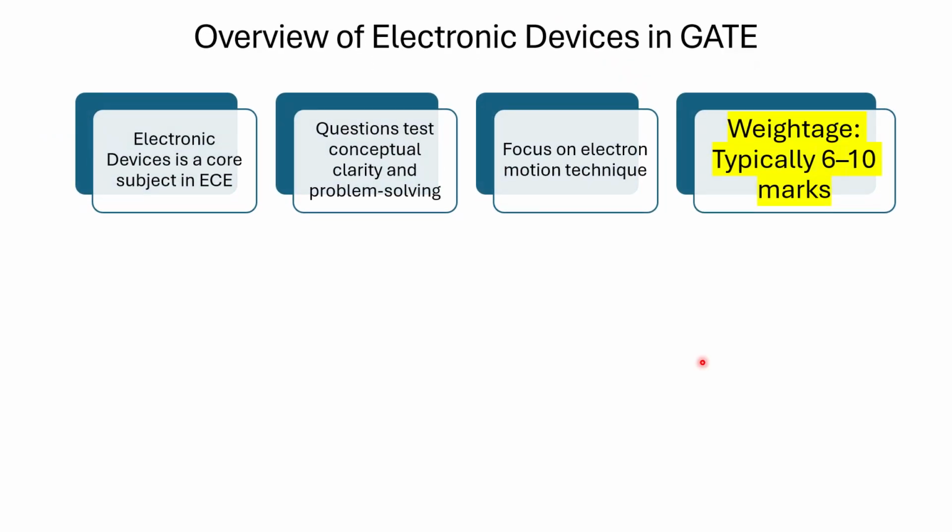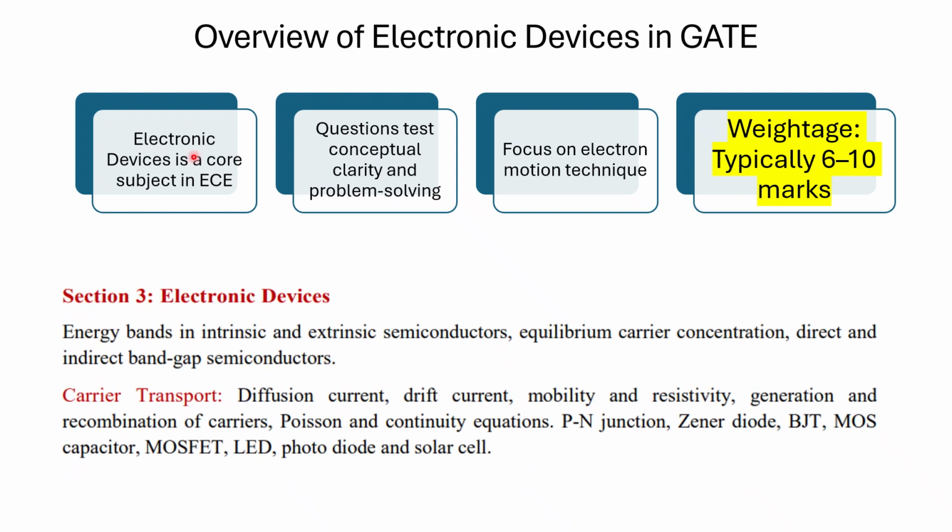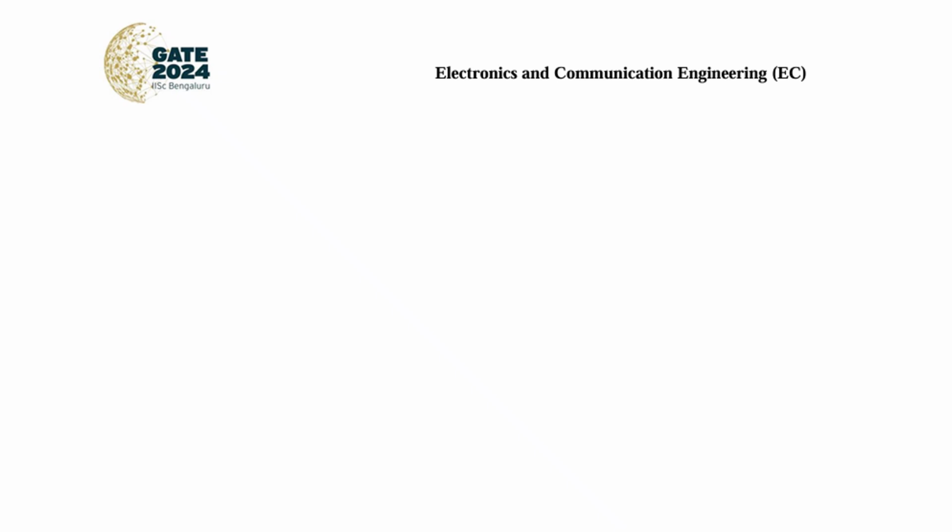So here is the overview of the GATE. Typically the questions may come in the range of 6 to 10 marks in all the years of the GATE. So this is very important to score marks in this particular course, and this is also very easy, right? Here is the syllabus for electronic devices, which I have taken from the GATE itself, so you can follow these topics and go through Millman Halkias's book for the information and the contents. Okay, so let's take the question.